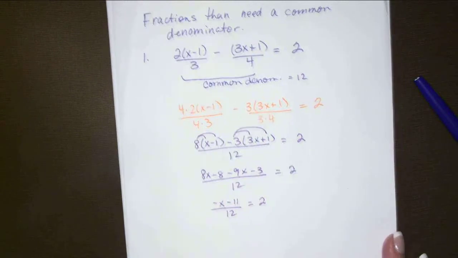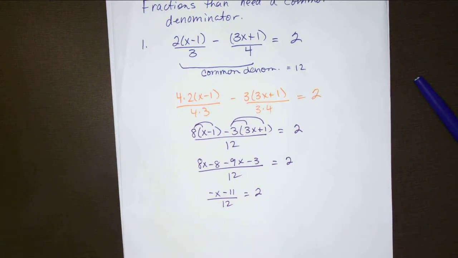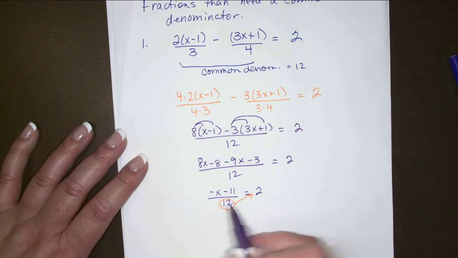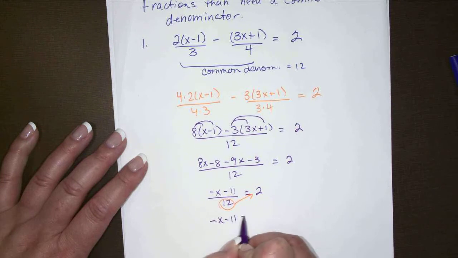Okay, so what we've done, we found a common denominator, put it together, simplified it. That's what we did in the last chapter, or the last section. And then now we've got the fraction equals a number, and we can cross multiply. So the 12, so minus x minus 11 equals 2 times 12.